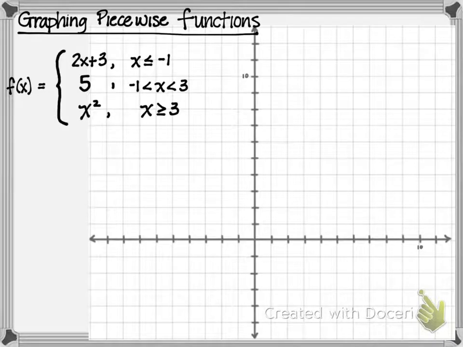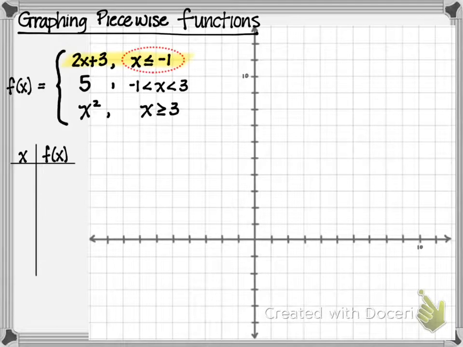So first of all, we need a grid. And the idea here is to make a t-table and look at each piece individually. So I'm going to look at this first portion, and I'm only going to look at inputs that are less than or equal to -1. So I put down some inputs over here in my t-table, -1, -2, and -3. We're going to evaluate that function using this expression 2x plus 3.